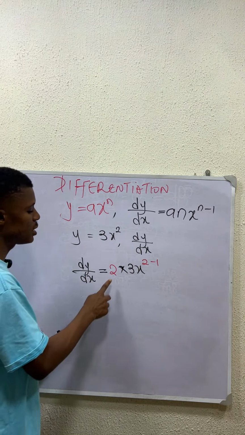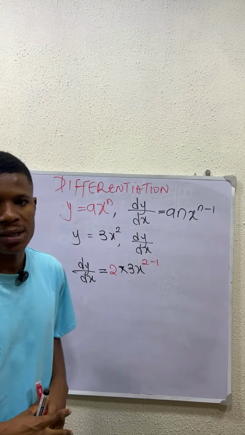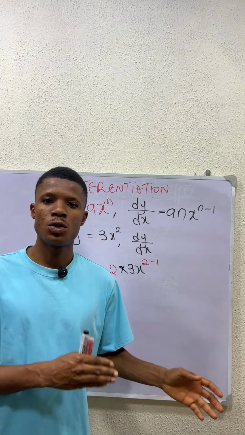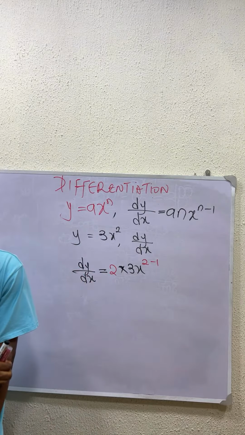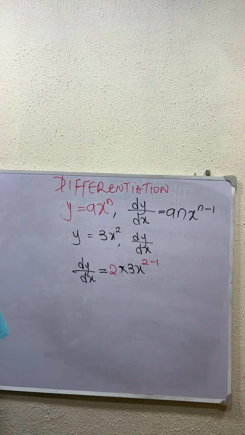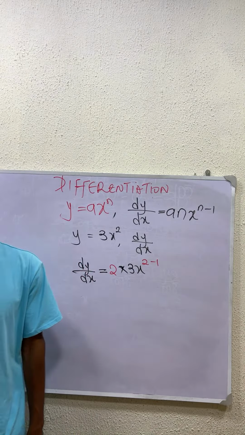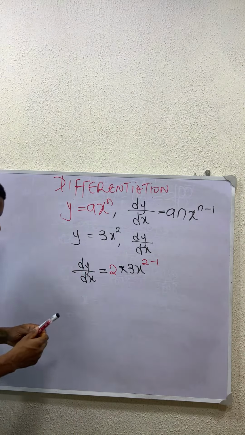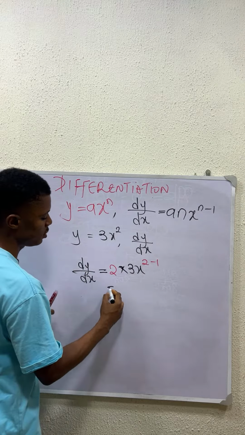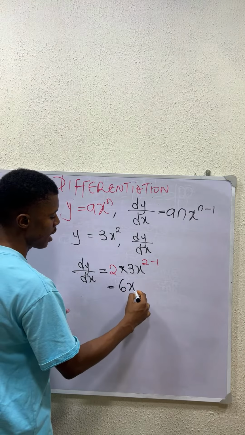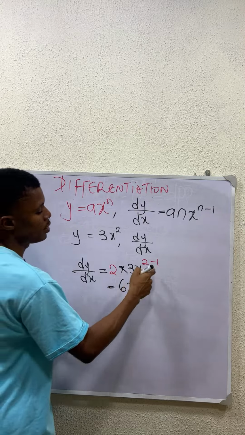So what do you have? What is 2 times 3? Drop it in the comment section if you're following. Okay, 2 times 3 is 6. So we have 6x.